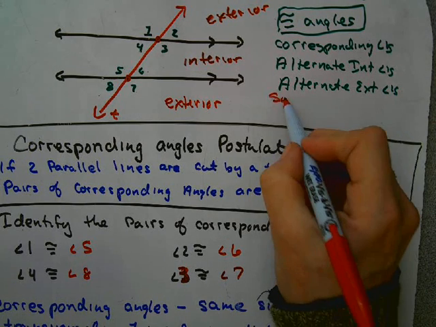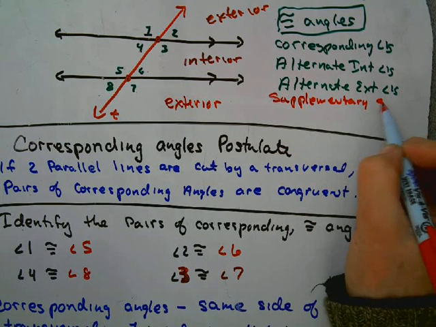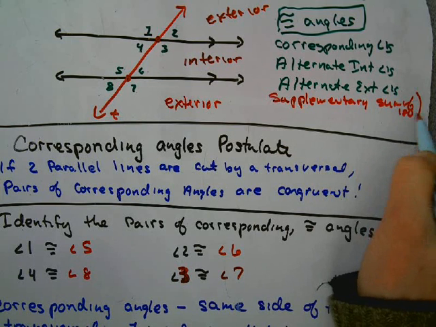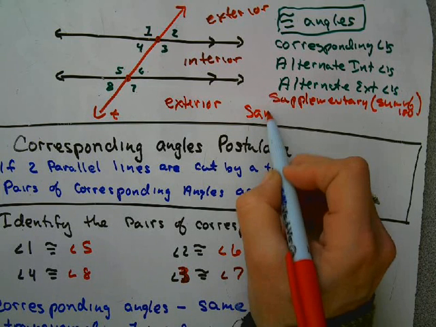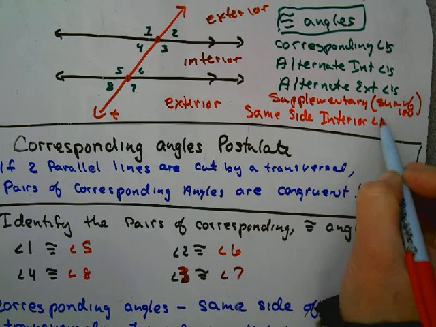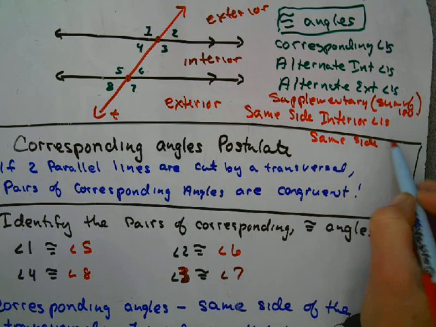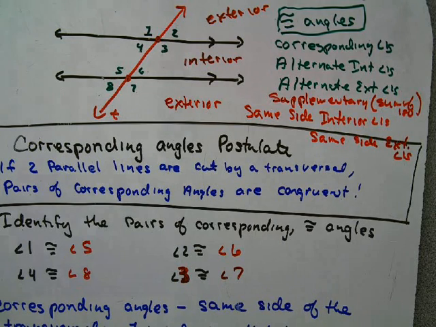Our supplementary angles, that means sum of 180, are same side interior angles and same side exterior angles. And I always just think same sides are supplementary. Just roll that S and you'll remember supplementary. And all the other pairs, they're congruent. Remember, only two angle measures in this whole figure.